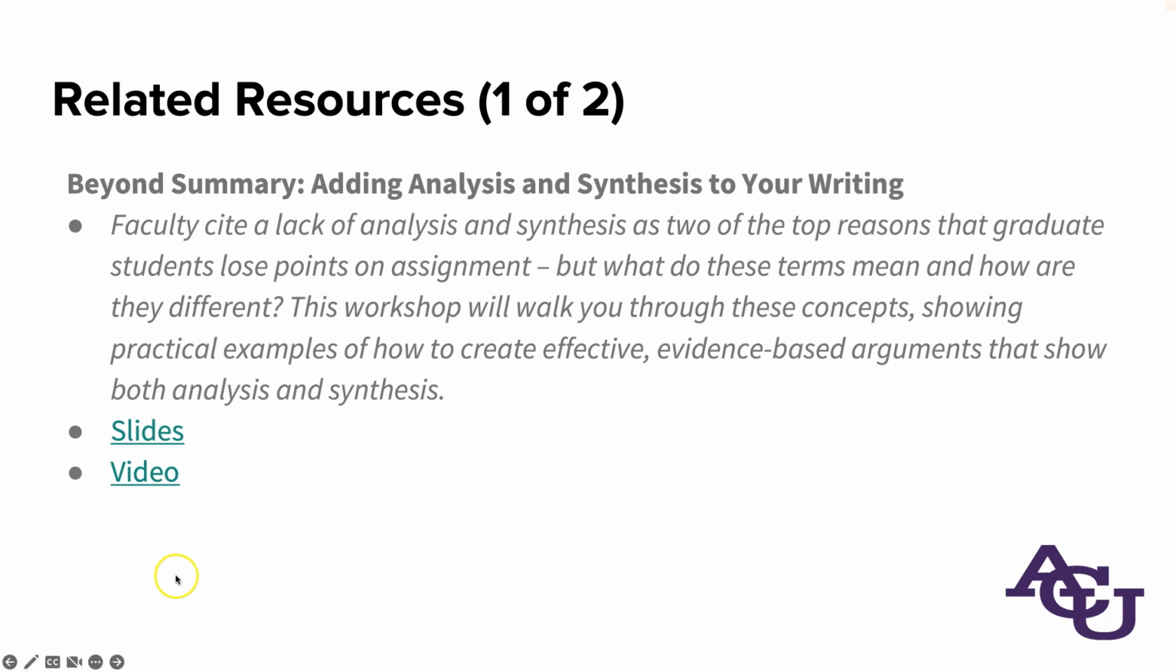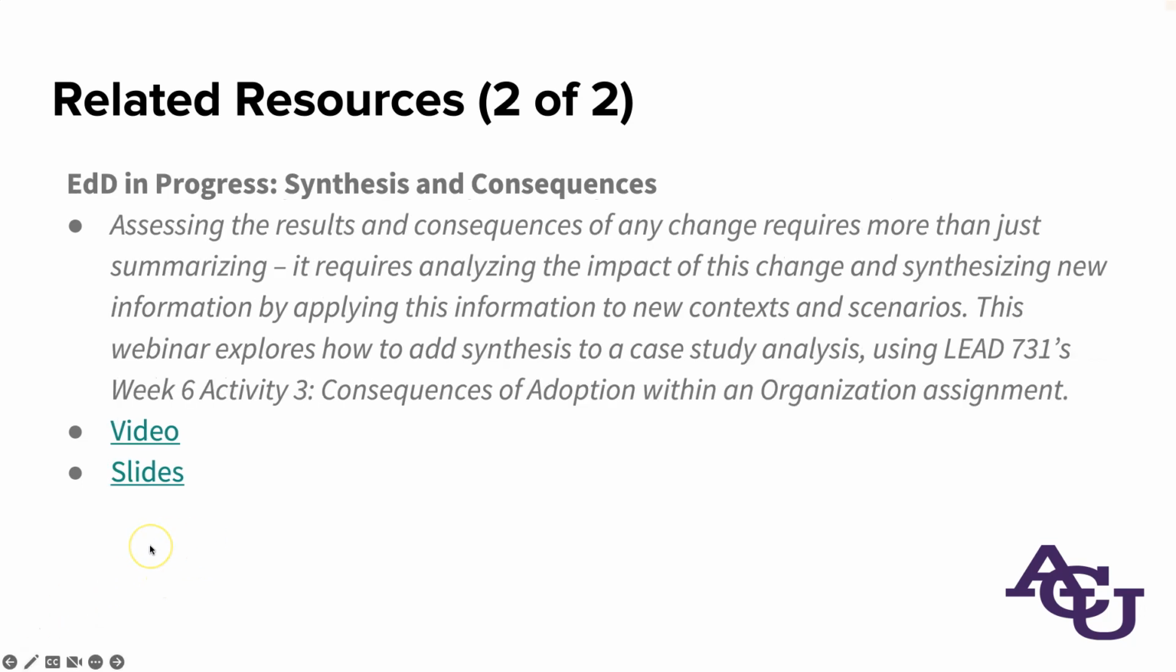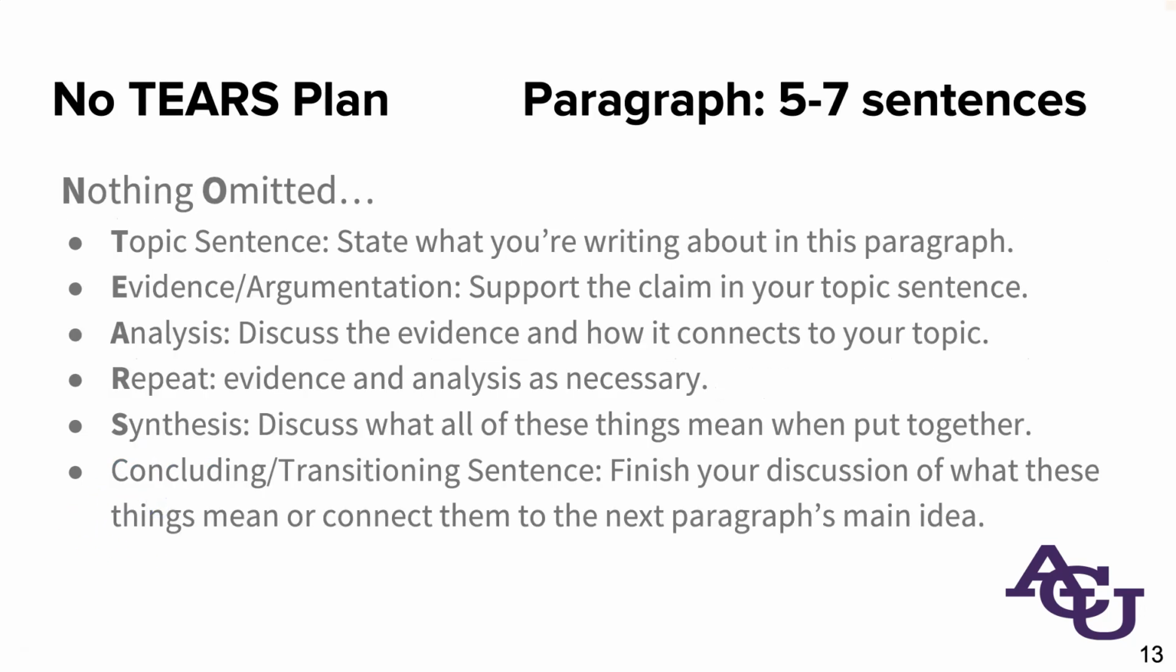And you can also go to one of our related resources as well. For example, the Synthesis and Consequences that looks specifically at how you combine information or apply information to a scenario. For example, applying the readings to a family and how to refer to those with clearly grounded arguments where the reader knows where this information is coming from and what to do with it. All right. Now, you can also look for a brief summary here at the No Tiers plan that we talk about in the Beyond Summary webinar.